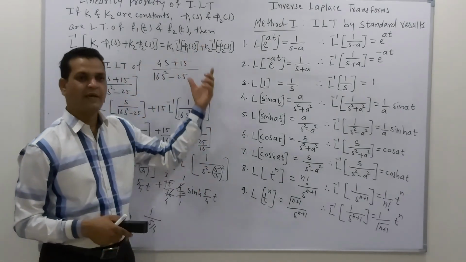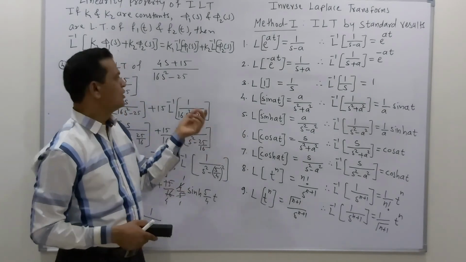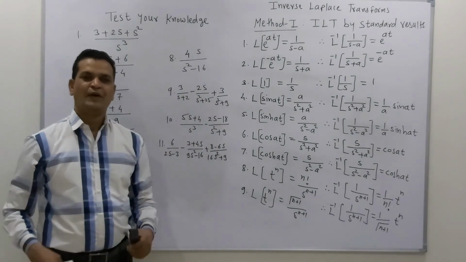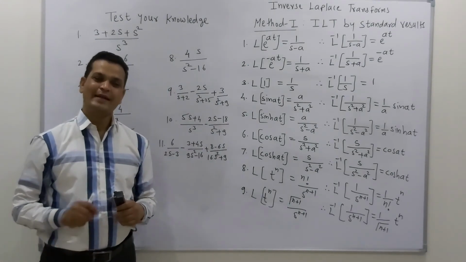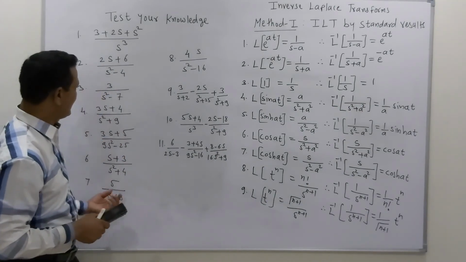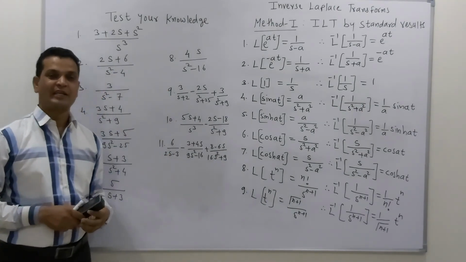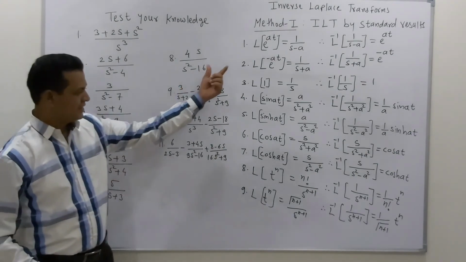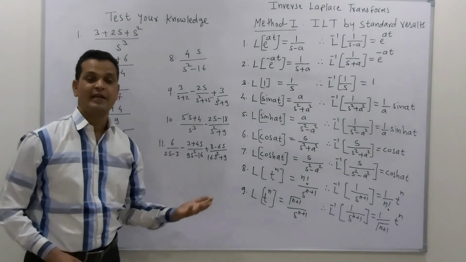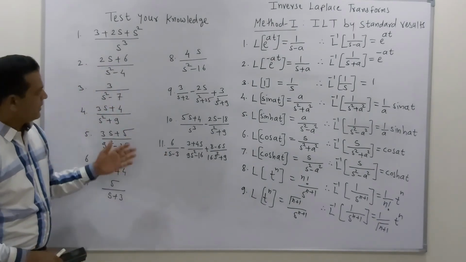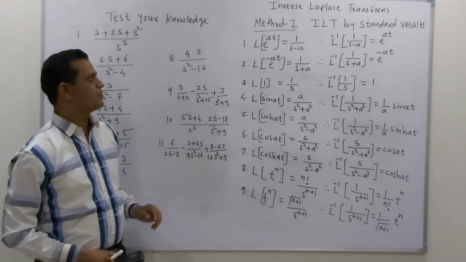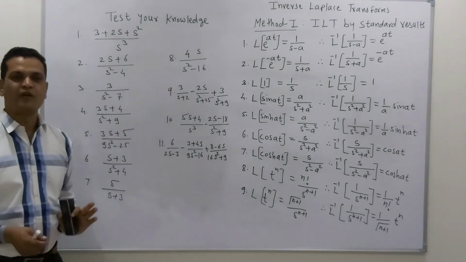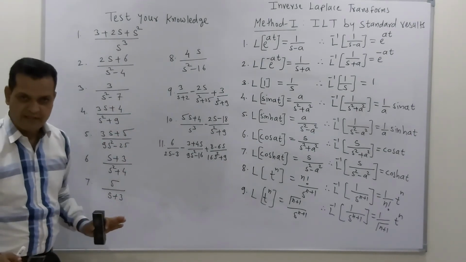Now let's take some examples for your practice purpose. Friends, time to test your knowledge. Total 11 examples are given. These examples are very simple, so use these 9 standard results and the linearity property to solve them, and try to learn the first method, which is called inverse Laplace transformation by standard result. Answers to these questions are not provided because these questions are very simple.